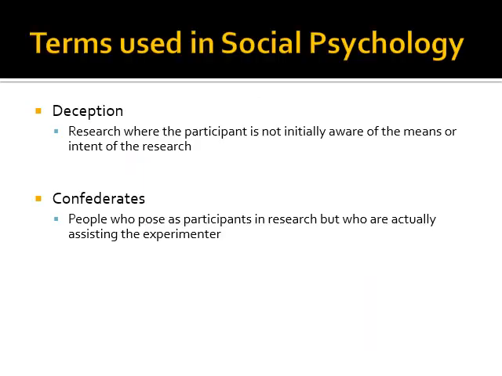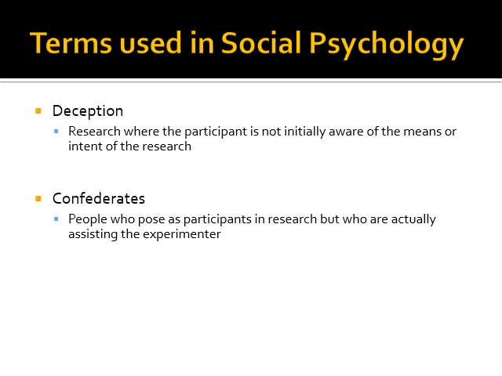So a few terms that come up often in social psychology is the term deception. In social psychology, deception is commonly used. Deception is defined as research where the participant or the subject is not initially aware of the intent or the means of the research.